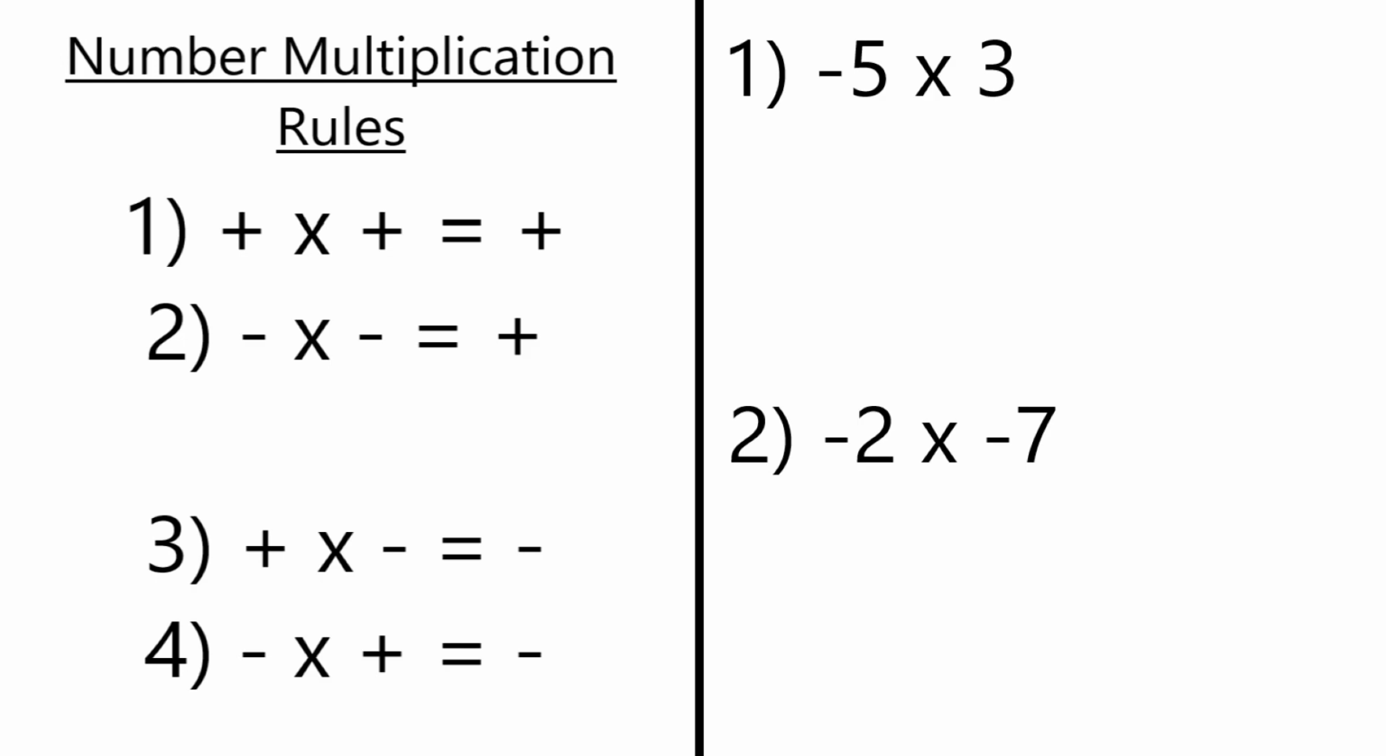So in this video, I'm going to explain how to multiply negative numbers with positive numbers, and there's going to be 4 different scenarios you'll experience. Scenario number 1, which is rule 1 here, if you have a positive number times a positive number, you're going to get a positive number.